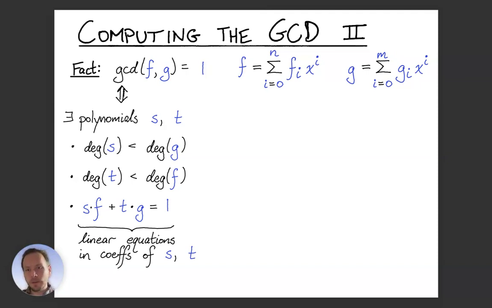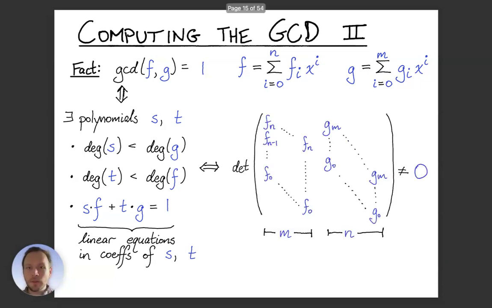In fact, this system has even a little bit extra structure. It doesn't really depend on the right-hand side, in the sense that the GCD is 1 exactly when the left-hand side coefficient matrix is invertible. So this is another characterization of when two polynomials are coprime.